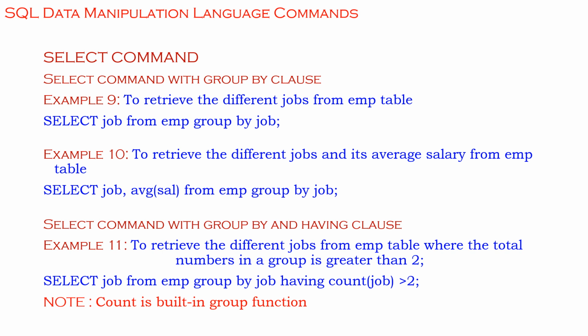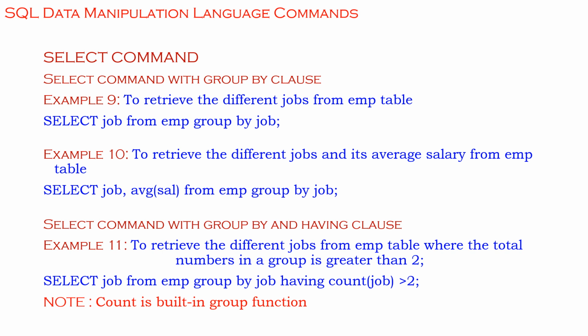In example 10, you can see to retrieve the different jobs and their average salary from emp table. How is it done? Select job, average of salary from emp, group by job. So I'm grouping by the job, and then I'm trying to find the average attribute there. It will find the average salary of the clerk, and it will find the average salary of the manager by job role. Okay. So you can see it is grouping by job, either clerk or manager, and it is also listing the average salary of the clerk and the manager. Okay, this is how the output will be visible for us.